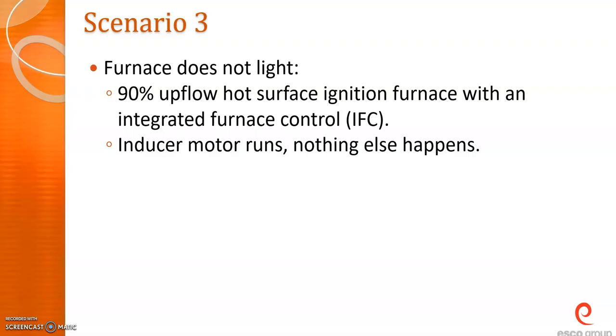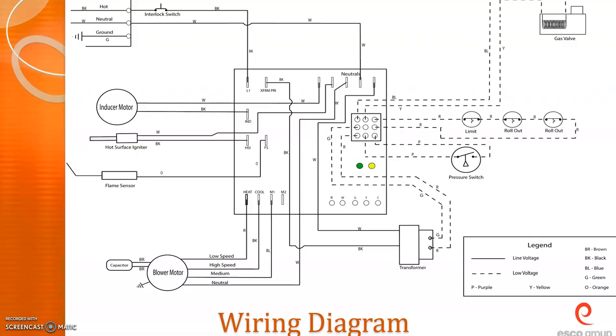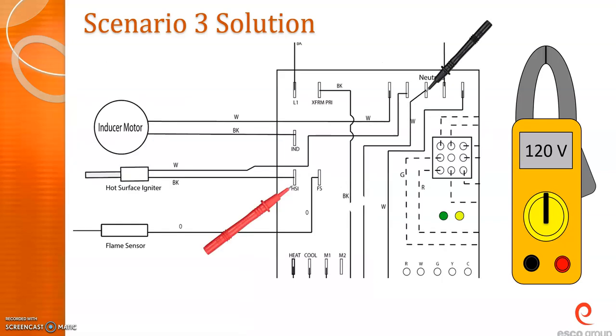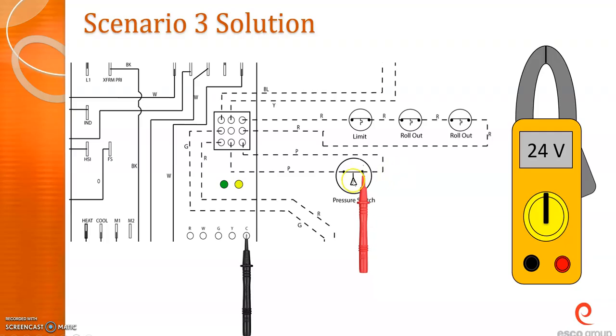As I said, a lot of times I would check the pressure switch first because that seems to be more common in my experience, but it could just as likely be the next step, which would be that the hot surface igniter has gone out. Now, if it were the pressure switch in this example, then I would be reading 24 coming in and 0 coming out of that pressure switch.